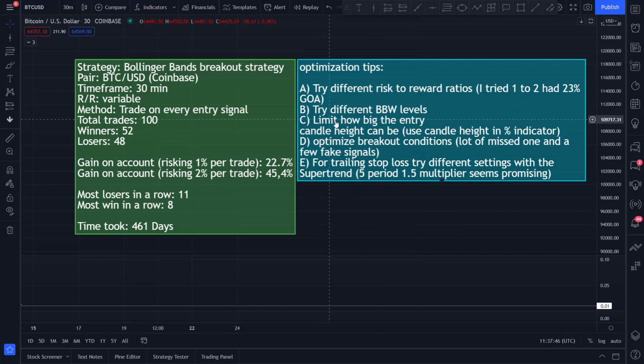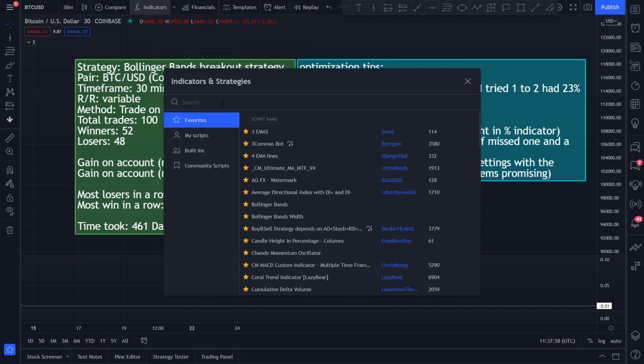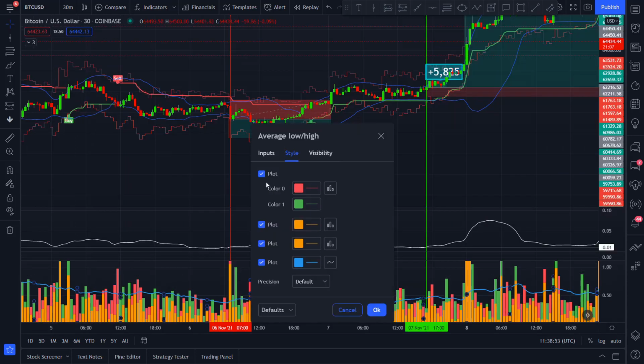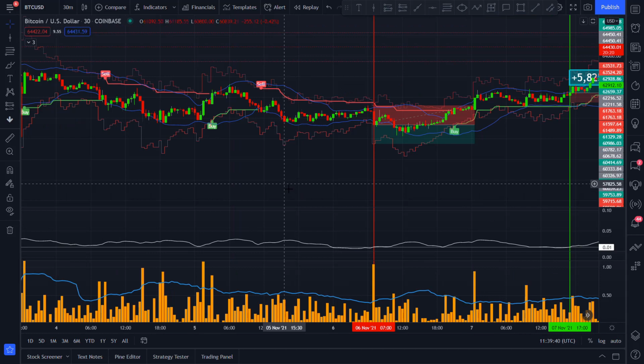The third one is to try to limit how big the entry candle height can be. This is one optimization tip which I use in almost all of my optimizations, and for that you can use the candle height in percentage indicator. With this indicator you can detect the big candle moves. One thing I recommend you do in the settings is to turn off the plot, because that only represents the wicks of the candle, not the body of the candle. Now you can detect the candles which are extremely big compared to the other candles.